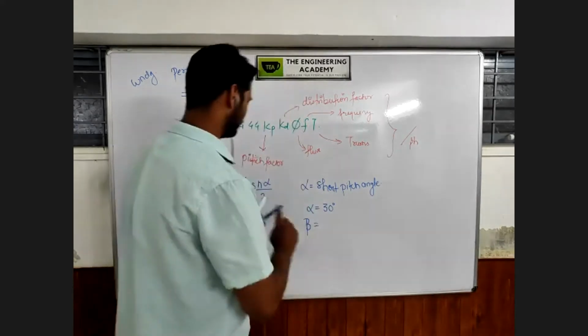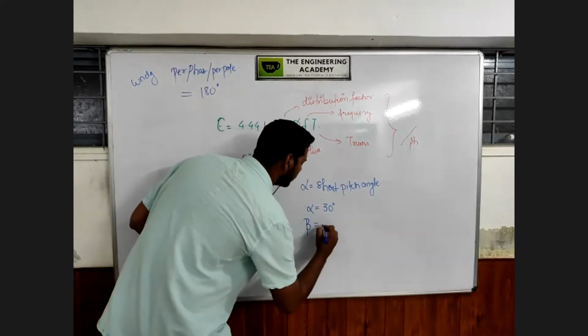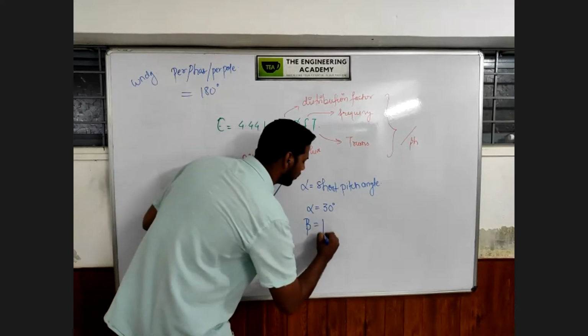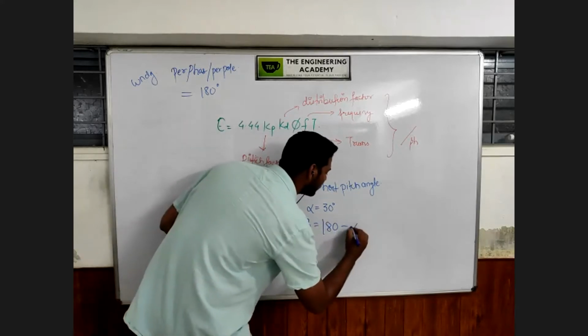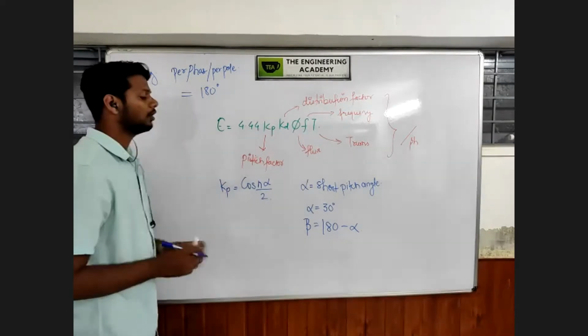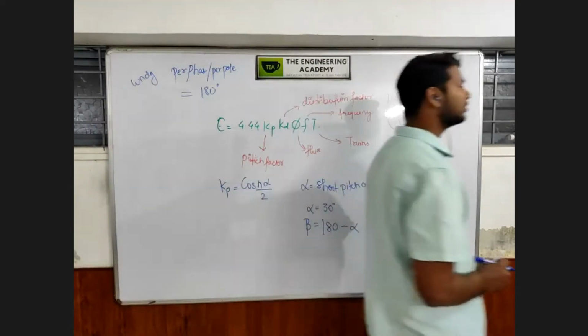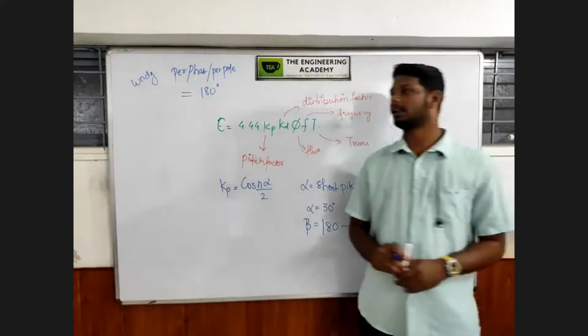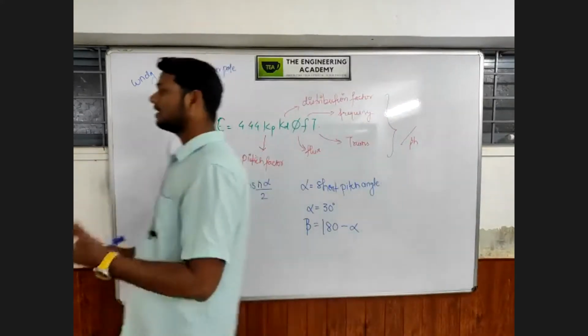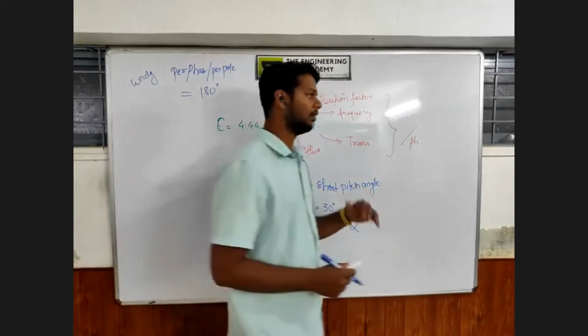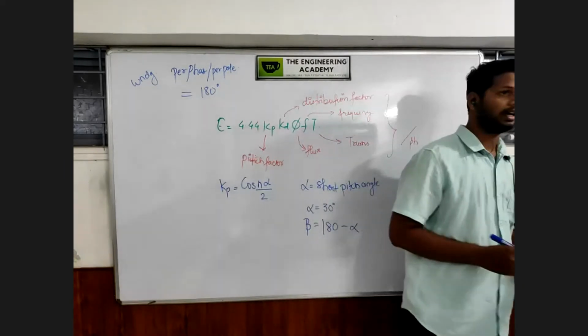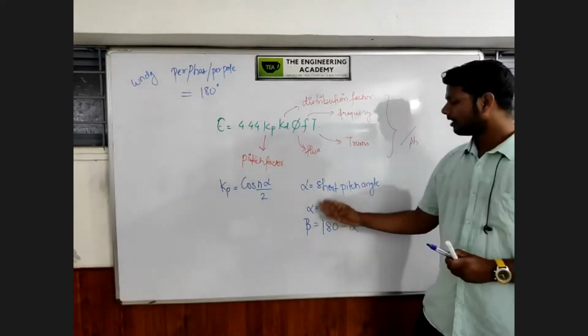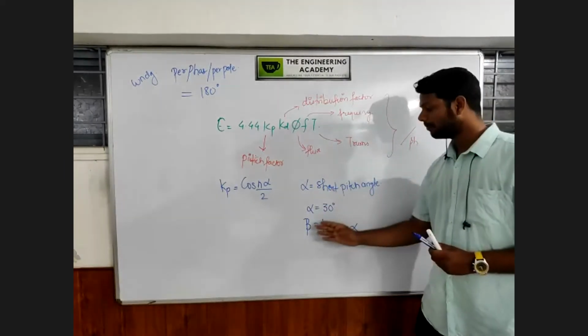Okay, for this you will remember that for beta there is one formula, which is 180 minus alpha. What do you mean by beta? Beta is called the winding angle. It means for how many degrees the winding is distributed. What do you mean by alpha? Alpha is called the short pitch angle.